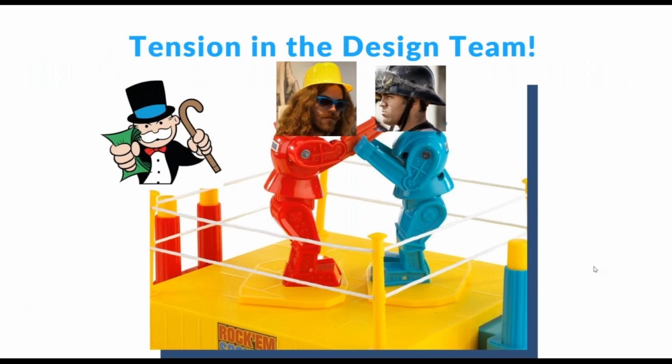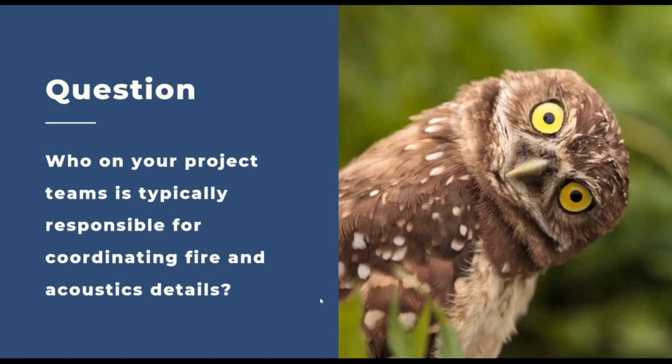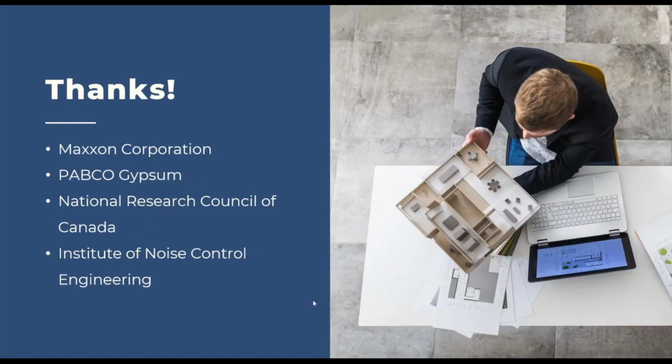So that's kind of the tension in the design team. So when you get into that, the last question, and I think I'll wrap up here after this, is who on your project teams is typically responsible for coordinating fire and acoustic details? And usually I find it lands on the architect, and the architect is sort of relied upon to be an expert in both of these really complicated things that maybe you haven't spent as much time learning about. So hopefully this has helped with that.